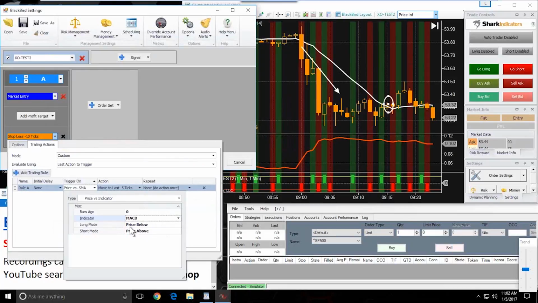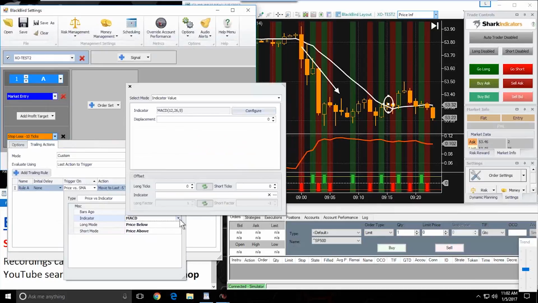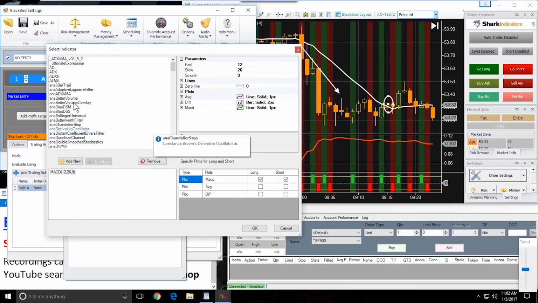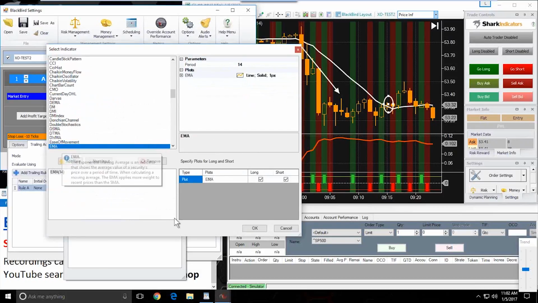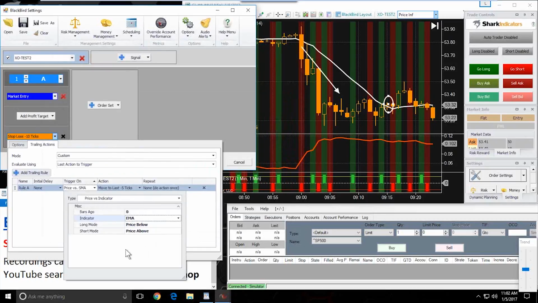The MACD just wouldn't work in this situation because you really can't compare price to the MACD. They're on two different scales. The MACD is on its own scale versus price, so that wouldn't work out. So you need to make sure that you're using an indicator that runs on the price panel. Something like the EMA runs on the price panel there.